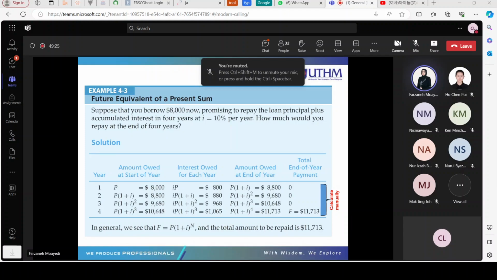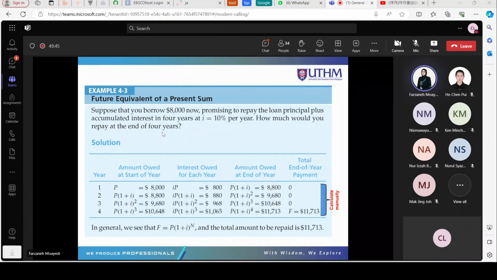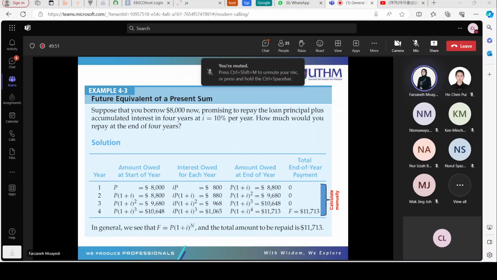Okay. So the first thing you want to do when a question is given to you, you want to make sure that you summarize the question easily for yourself. So here we have P equal 8,000. We have n equal 4 years, i equal 10%. What is very important here is how much would you repay at the end of 4 years? So we are still talking about one single payment. Only one time you're required to pay the money, at the end of the 4 years.